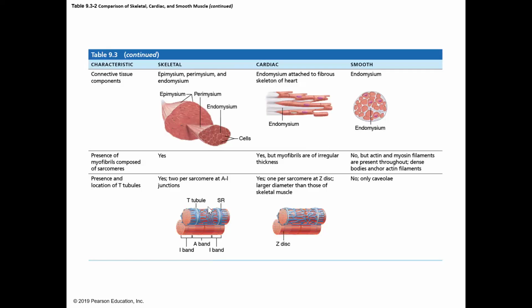Which one has the most developed sarcoplasmic reticulum, so it doesn't have to rely on calcium from outside the muscle cell? That would be skeletal muscle. The next well-developed sarcoplasmic reticulum would then be cardiac. The least developed would be smooth. So some smooth muscles only have infoldings to get their calcium from outside the cell, called caveolae.